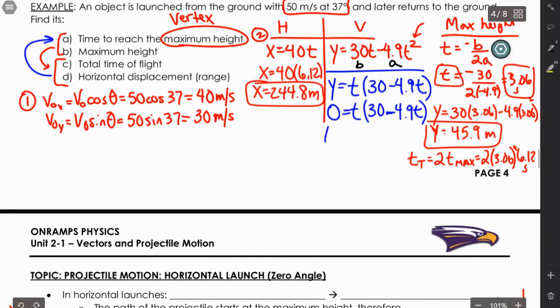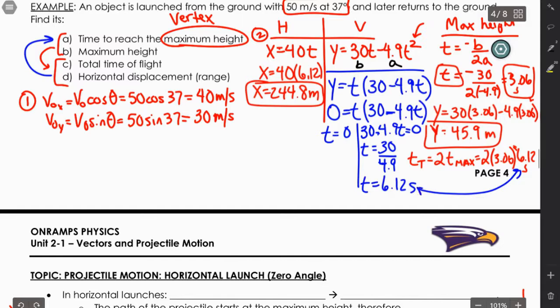Okay, and because this is multiplication, I know one of two things has to be 0. Either t equals 0, or 30 minus 4.9t equals 0. And so all I do here is solve this for t, and I end up with 30 divided by 4.9, and guess what I get? 6.12 seconds. Which I can then plug into my position function, and guess what I'm going to get? 244.8.